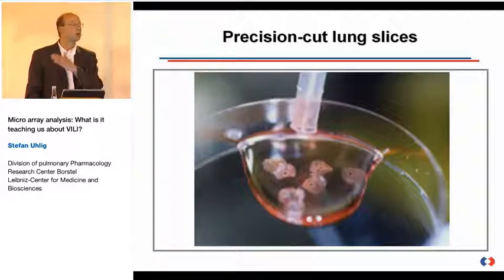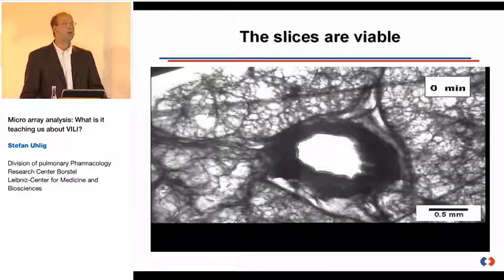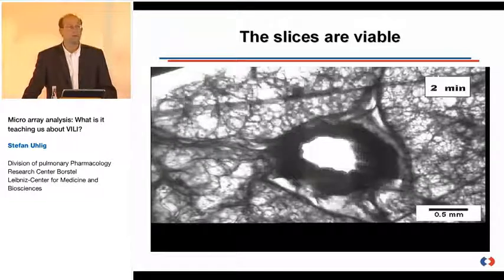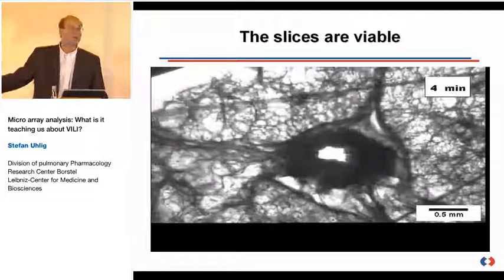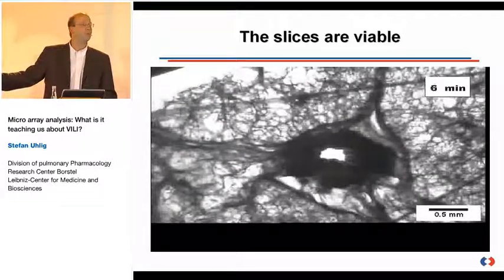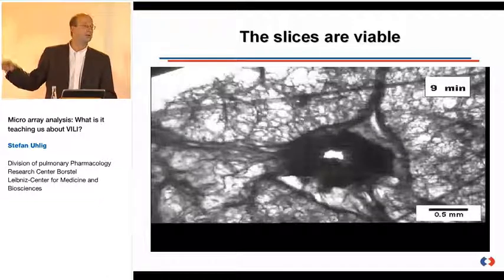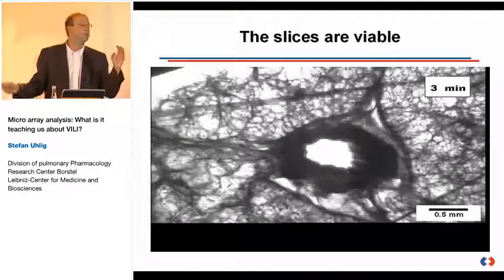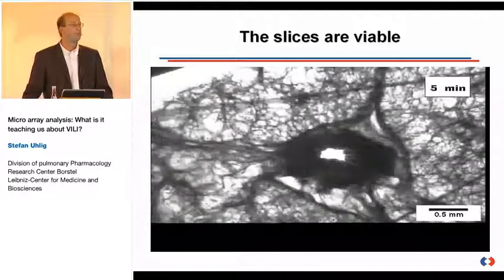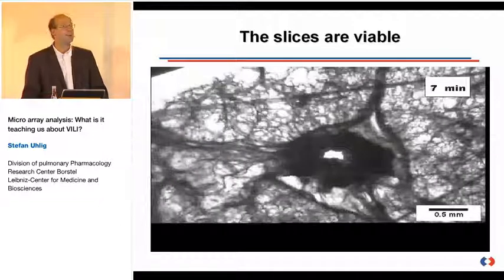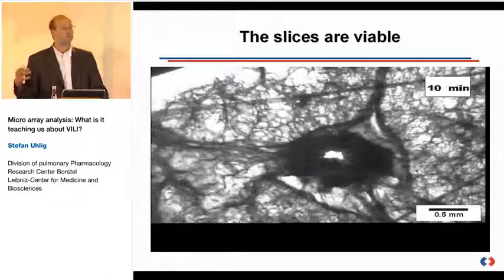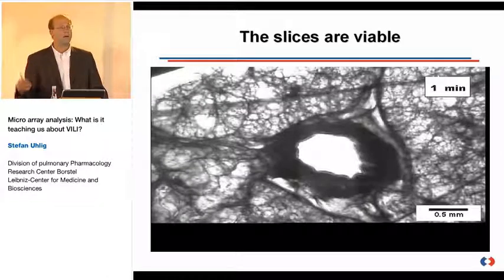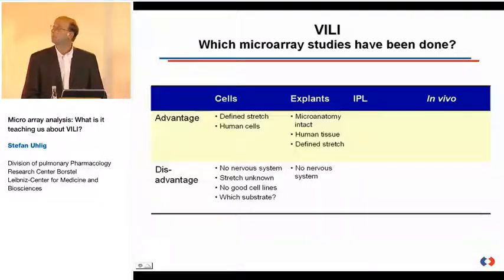And just to show you that these slices are alive, I would like to show you 2 movies. So that's an airway of such a slice, and this is passively sensitized. We put allergen on it. And then you can see that in a time frame of 10 minutes, the airway contracts. So these airways are clearly alive, and I think it would be very interesting to stretch them and then to analyze by microarray and by other tools what's going on here.